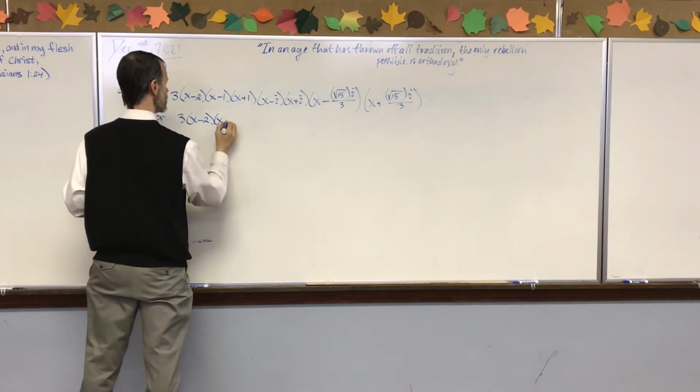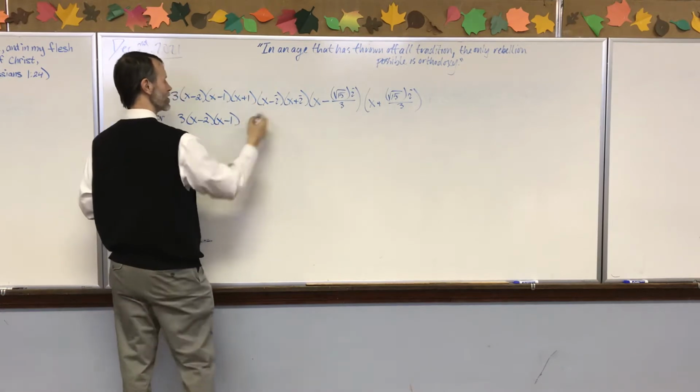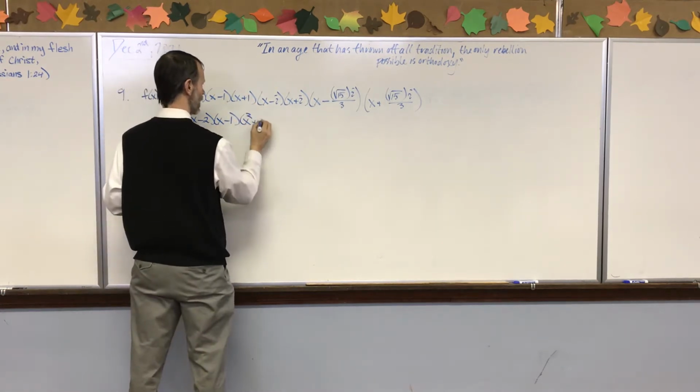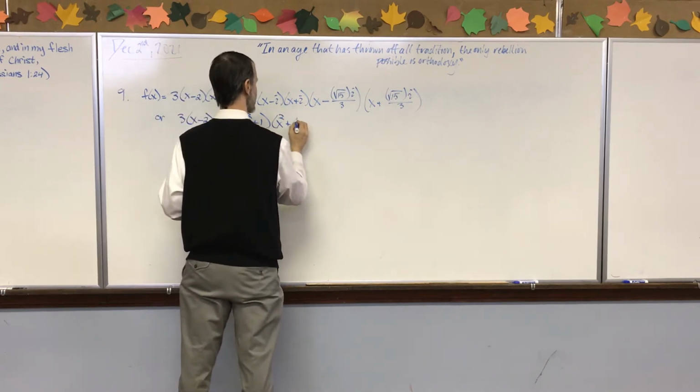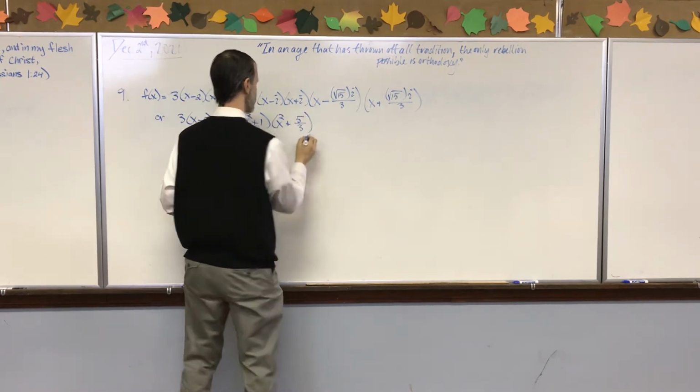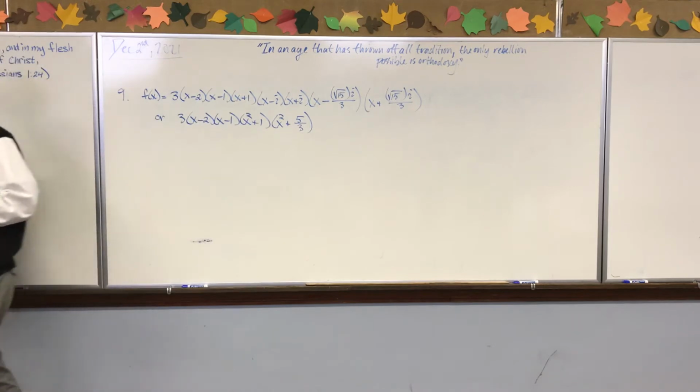The first two are the same. This, you could write it as x squared plus 1. And the other one is x squared plus 5/3. If you have that, good to go.